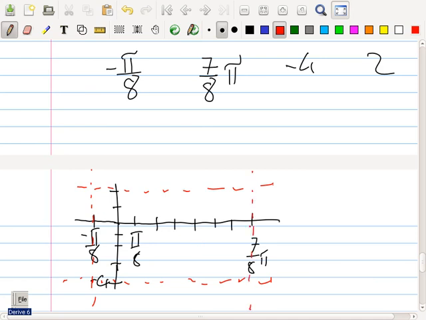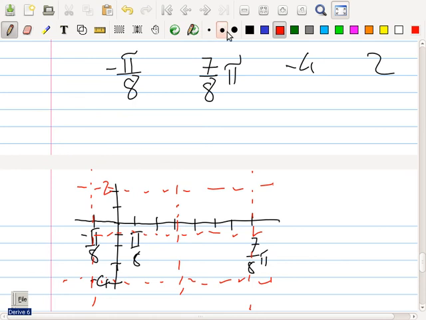If I have 8 pieces here, where's the middle? 4. 1, 2, 3, 4. And if I start at minus 4 and go up to 2, where's the middle? I think it's minus 1. The middle of minus 4 and 2 is minus 1. So that's here.